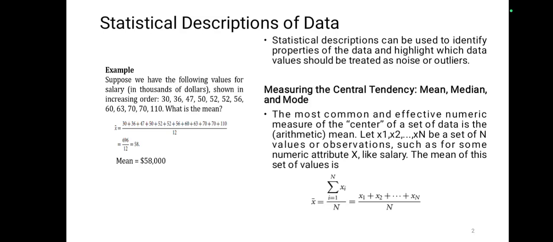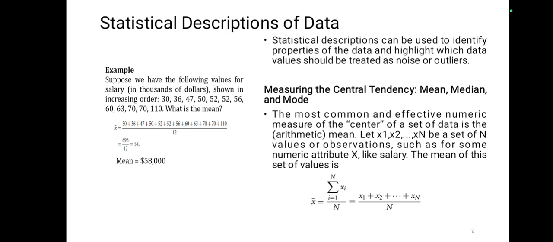Statistical descriptions of the data. As I said earlier, before we discover any patterns, we should understand the properties of the data which is given. That is the main motivation. Here it can be used to identify the properties of the data and also highlight which data values should be treated as noise and outliers. I have given enough examples of what is noisy data and what are outliers that don't belong to your clusters in the data pre-processing.